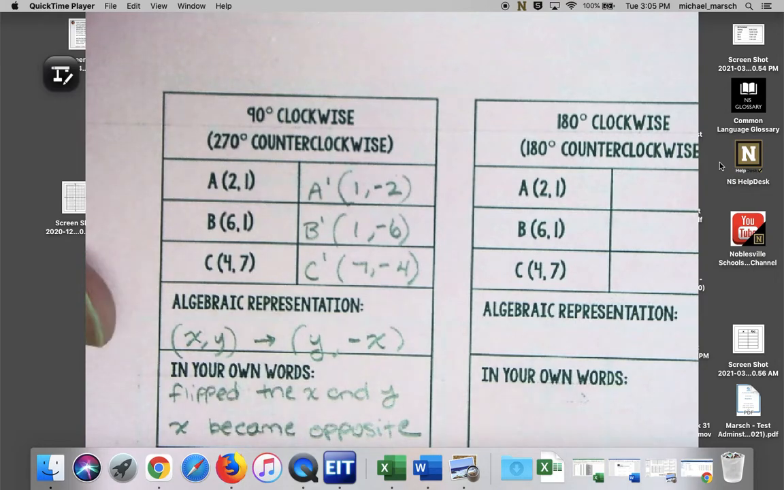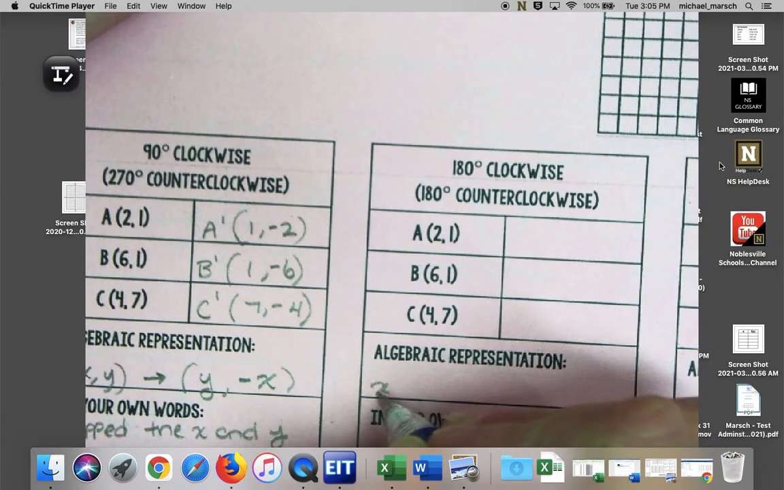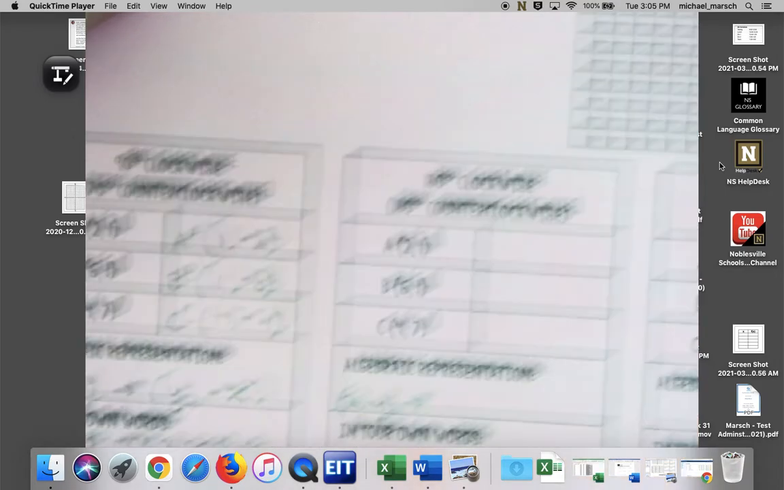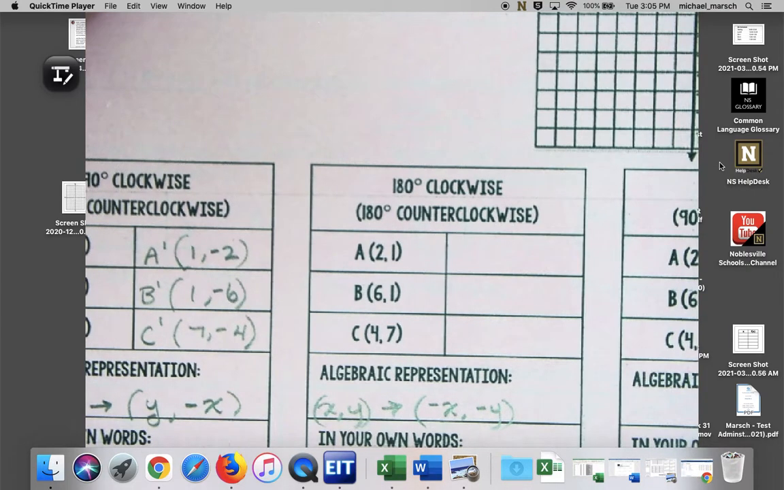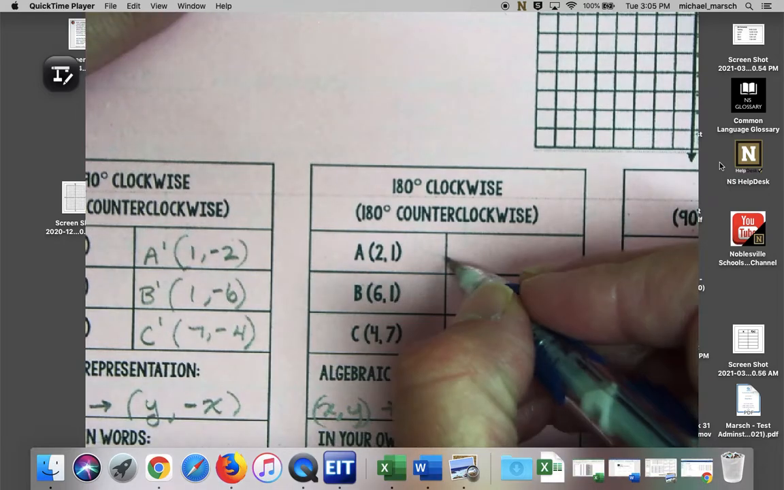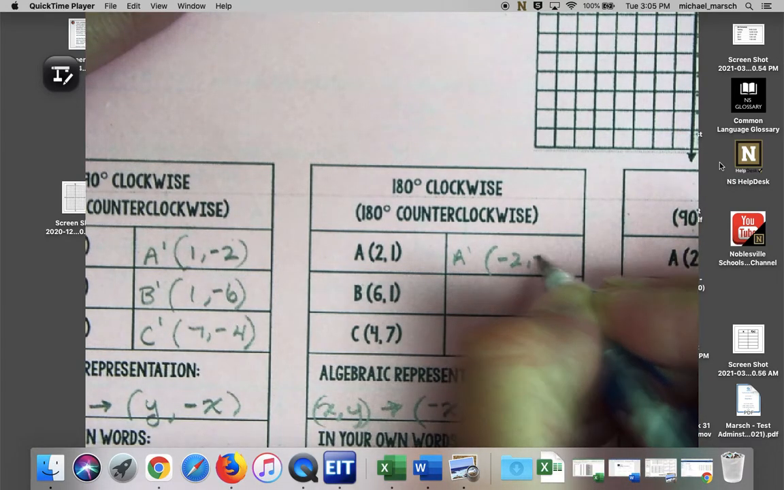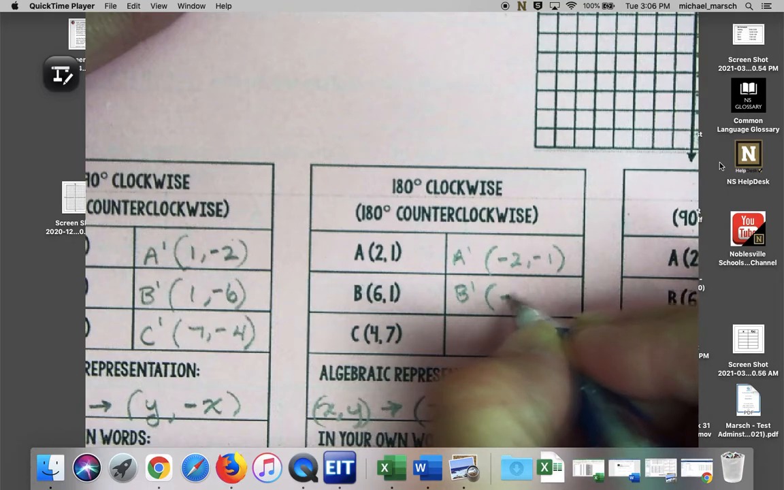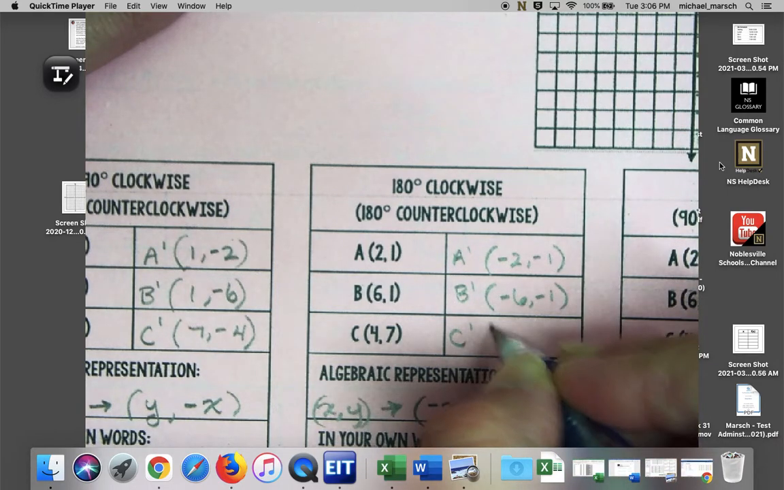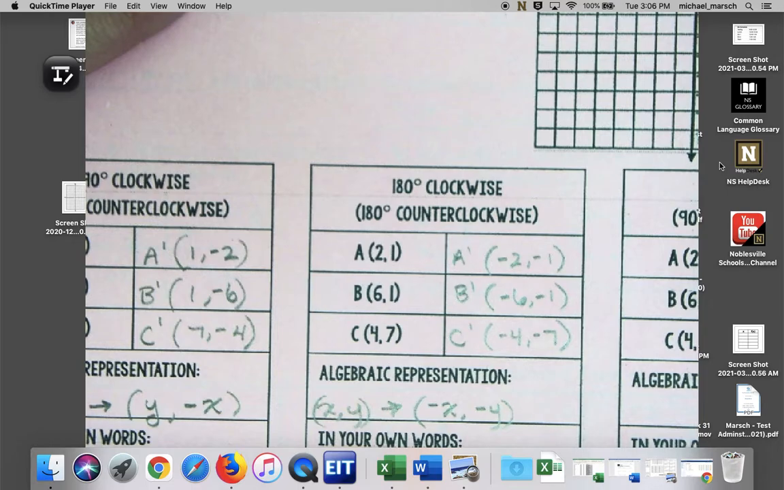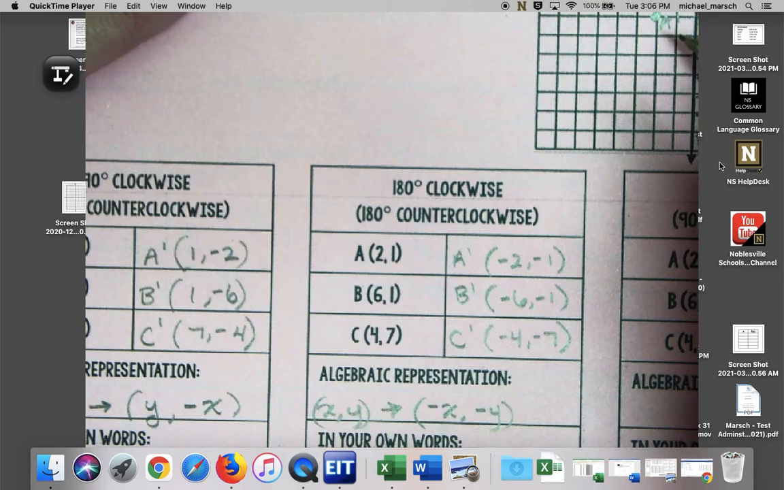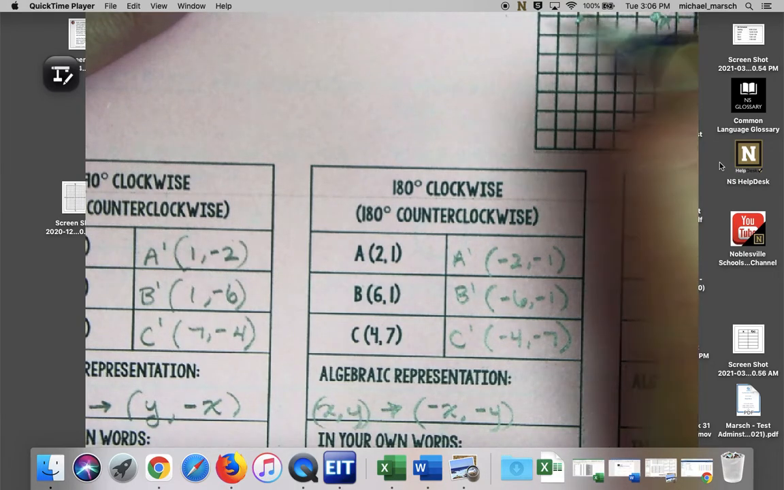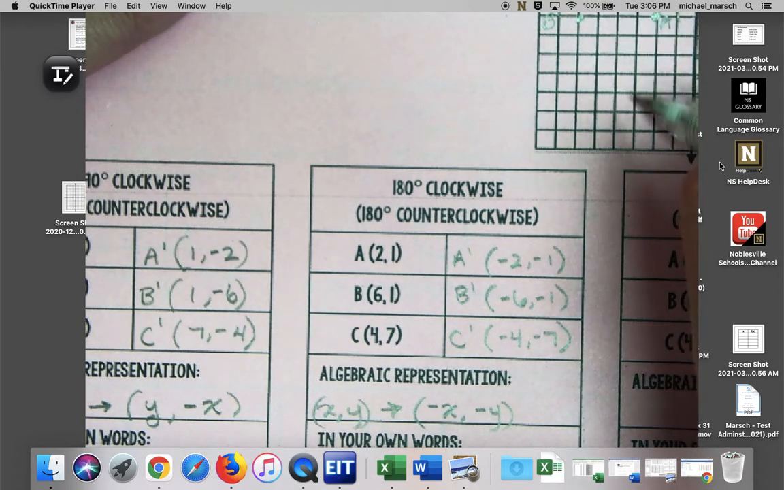Okay, 180 degrees is super easy. Algebraic expression: X, Y becomes opposite X, opposite Y. You don't even change places. So what will be my A prime? -2, -1. Yep. What will be my B prime? -6, -1. And C prime? Yep. So now when I plot those, I get my A prime, B prime, and C prime.